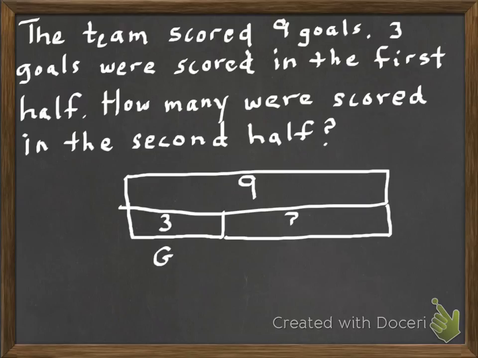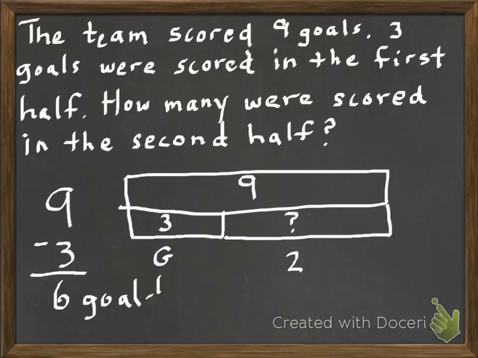We don't know how many goals were scored in the second half, so that's where our question mark goes. Now, to solve this problem, that's the first half, that's the second half. To solve this problem for the unknown, the operation is subtraction. When you subtracted that, 9 minus 3, you got 6 goals. So the answer is there were 6 goals scored in the second half.